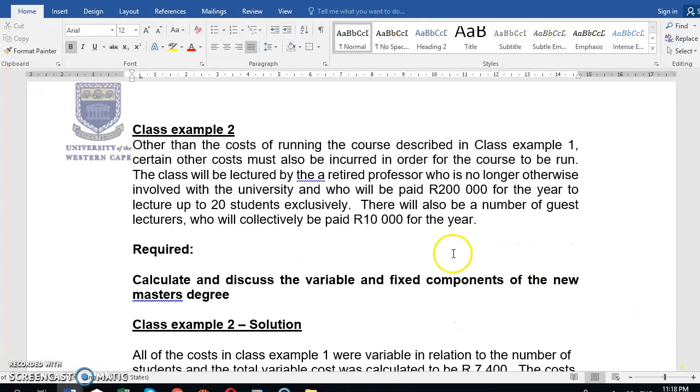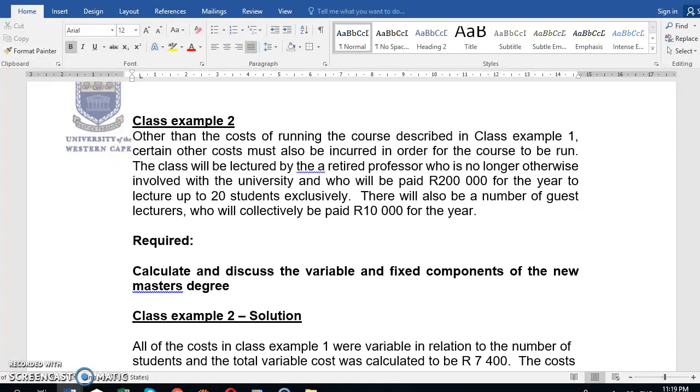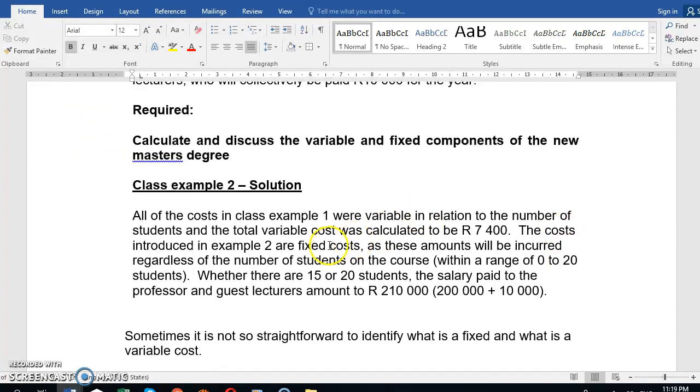The solution here is, let's just go through these costs. The $200,000 will be paid for up to 20 students. So if there's 1 student or if there's 20 students, they will still be paid $200,000. So the $200,000 is a fixed cost because it's unresponsive to the number of students. As well as the guest lecturers, they will also still be paid $10,000, and it's also unresponsive to the number of students. So in example 2, the costs introduced are fixed costs as they will be incurred regardless of the number of students, importantly within a range of 0 to 20 students.